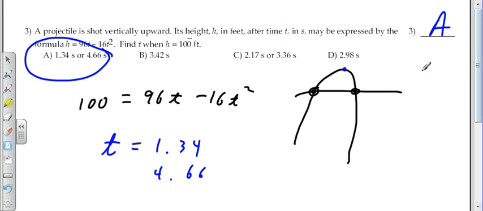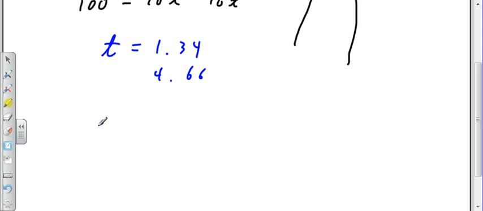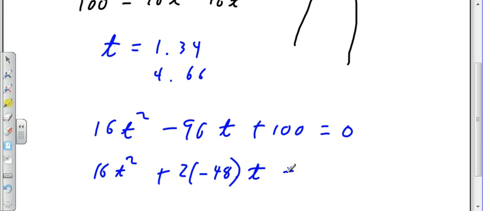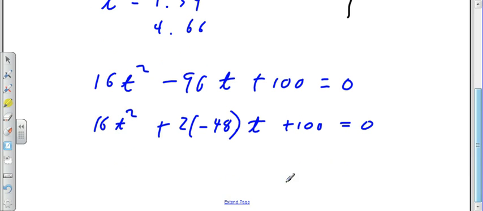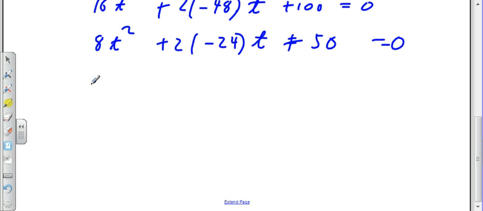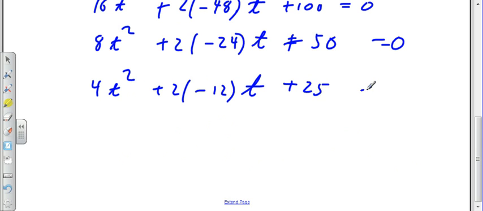Okay, now, I could have gone and solved the quadratic formula. Okay, so we could go back and say 16t squared minus 96t plus 100 is 0. And then I'd say, well, gee, this is really 16t squared minus 2 times 48t plus 100. And then I can say, well, gee, I can divide everything by 2, right? So 8t squared plus 2 times minus 24t is equal to 50, plus 50 is equal to 100. And then I can divide that by 2 again. 4t squared plus 2 times minus 12t plus 25 is equal to 0.